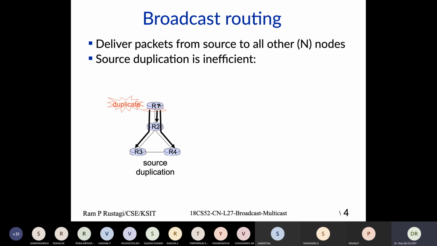Why would you say that this duplication at the source is inefficient, and how can we make it somewhat better? Any suggestions, thoughts? Why is this inefficient and what can we do to make it more efficient? Anyone?